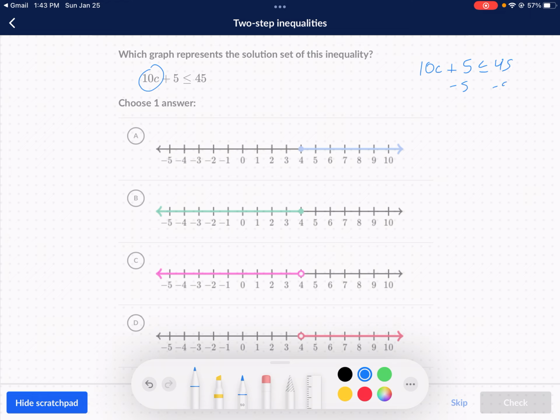45 minus 5, minus 5. I get, keep that sign the same direction, 40, 10c. I'm going to divide by 10, divide by 10. c less than or equal to 4. Okay, so it's going to be a solid dot. D and C are both out. It's going to be the values smaller than 4. That means to the left if you follow that little arrow. And so B is our final answer.